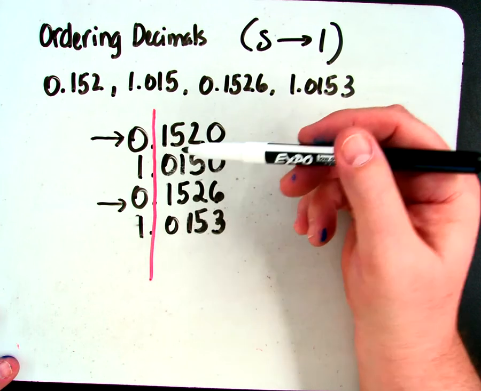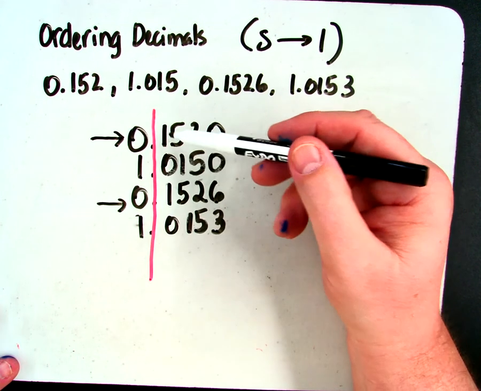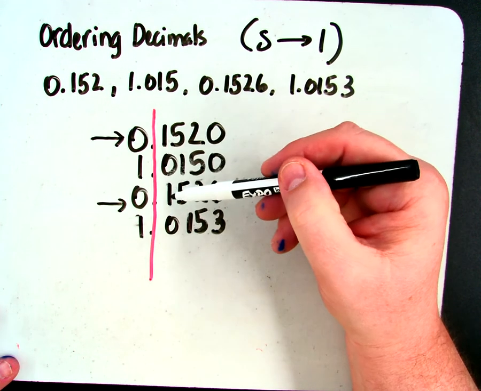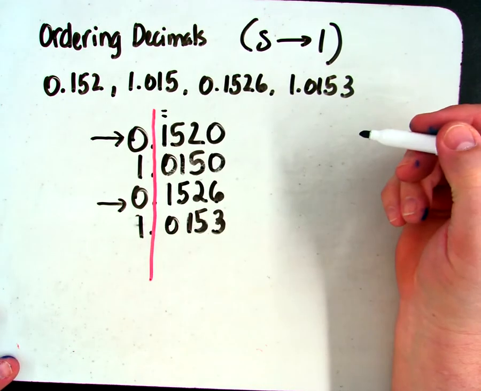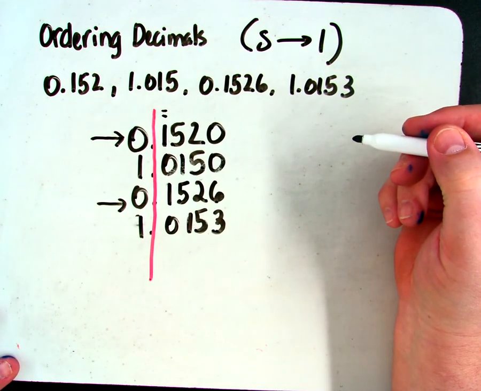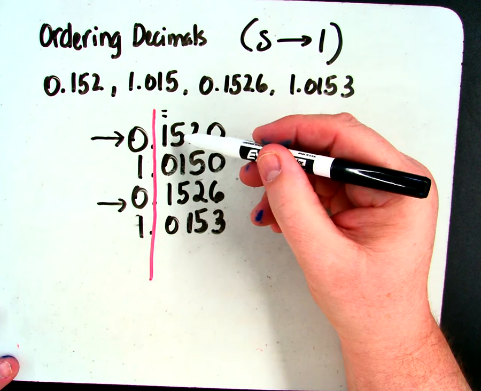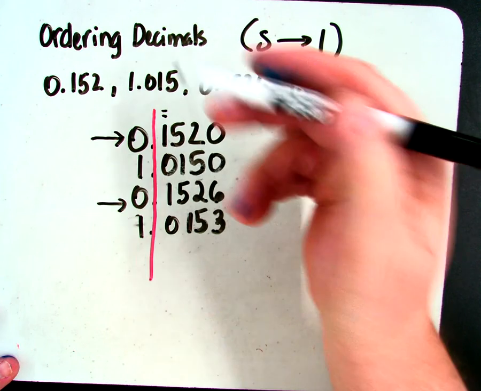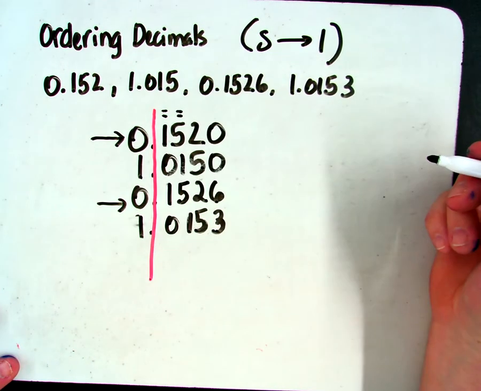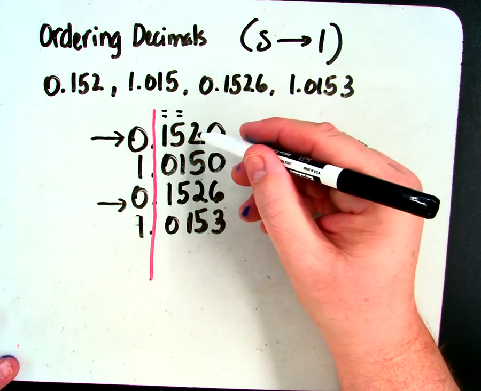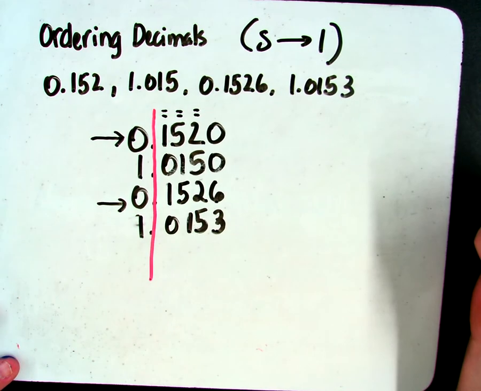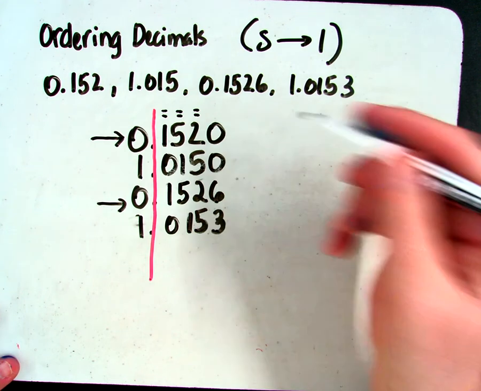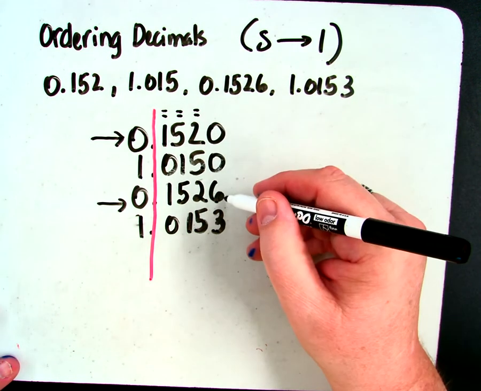Now we're going to look at the next number to the right. We're looking at a 1 and a 1. Those are even. We look at the next column to the right. We have a 5 and a 5. Still equal. We look at the next column on our right. We have a 2 and a 2. Still equal. We look at the next column on our right, and we have a 0 and a 6.